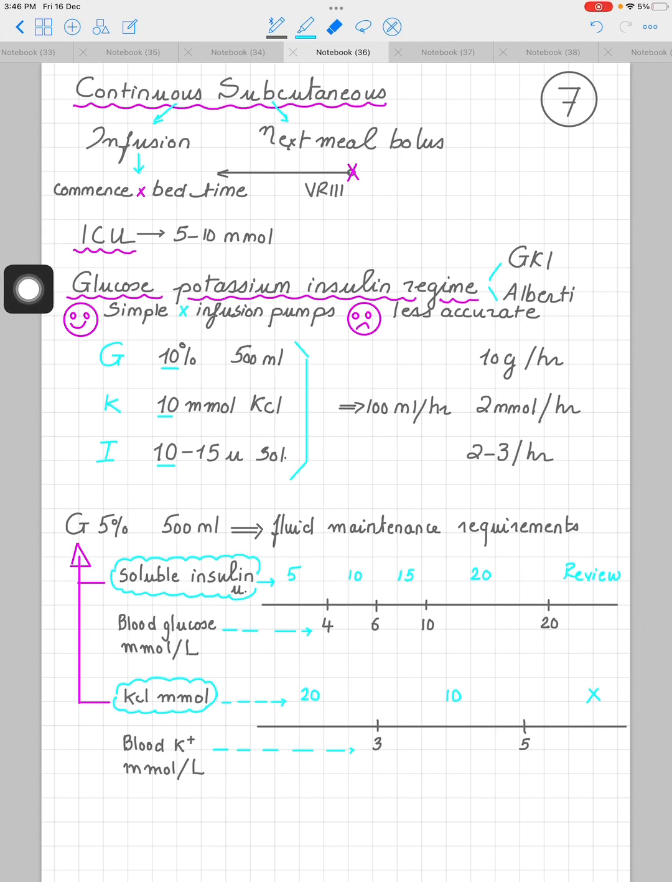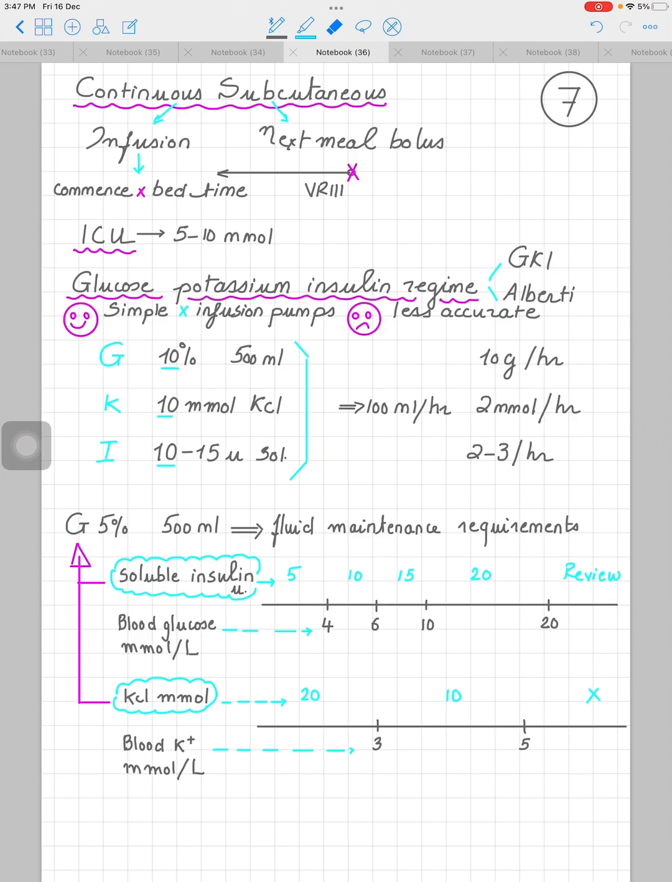Now let's shift to another regime, which is known as the GKI or Alberti, or the glucose potassium insulin regime. This is an alternative, simpler regime which does not require infusion pumps but may produce less accurate control of the blood sugar. The original regime, as described by Alberti, consists of 500 ml of 10% glucose plus 10 millimole of potassium chloride plus 10 to 15 units of soluble insulin, all added to a bag of 500 milliliter.